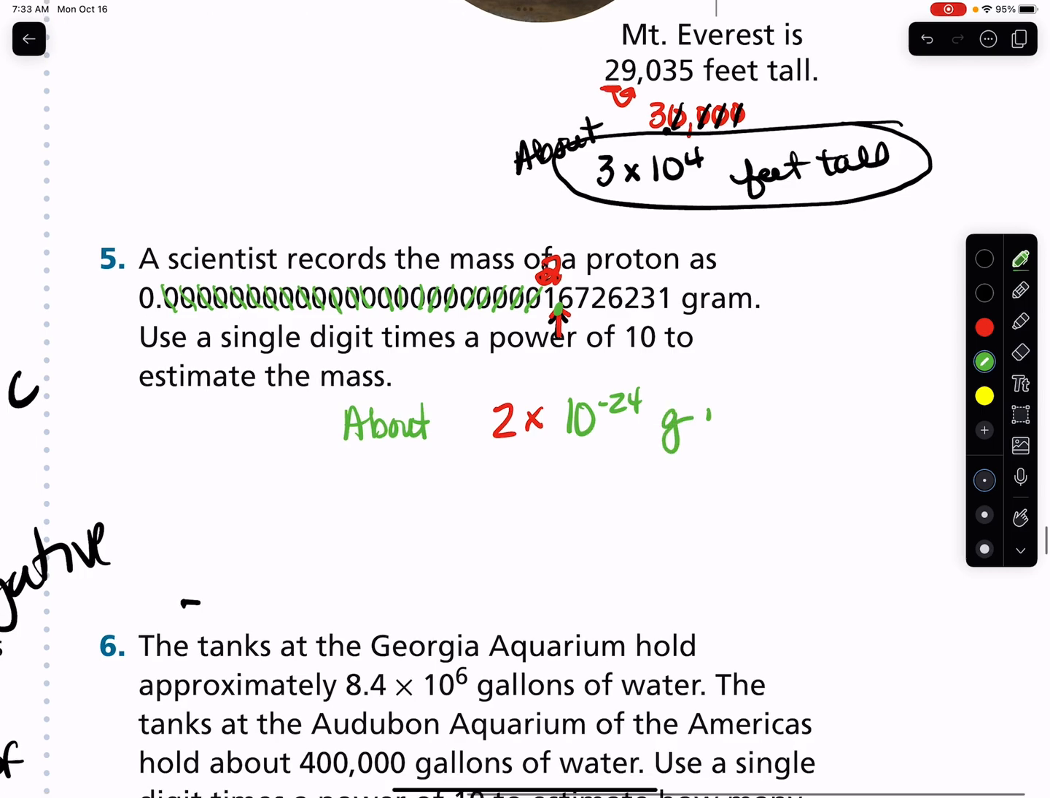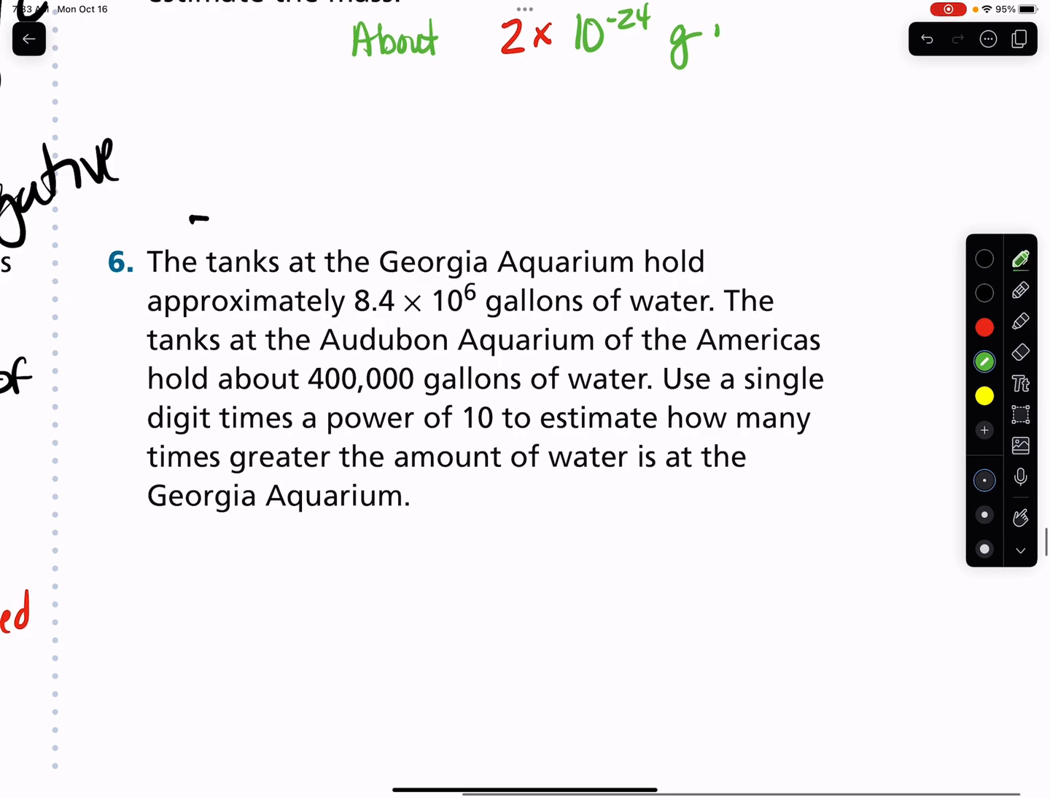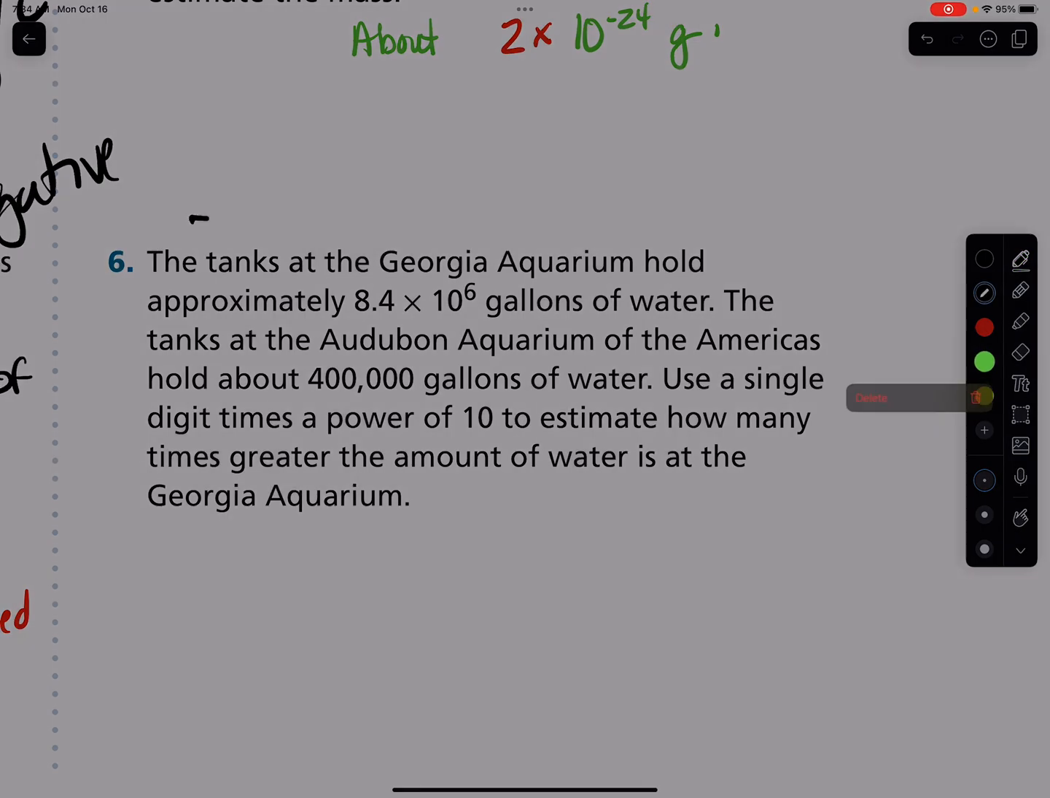Ta-da! The tanks at the Georgia Aquarium hold approximately 8.4 times 10 to the 6 gallons of water. The tanks at the Audubon Aquarium held about 400,000. Use a single digit times the power of 10 to estimate how many times greater the amount of water is at the Georgia Aquarium. Okay, so I'm going to do what I think we're supposed to do here because the book is not giving me too much to go on.